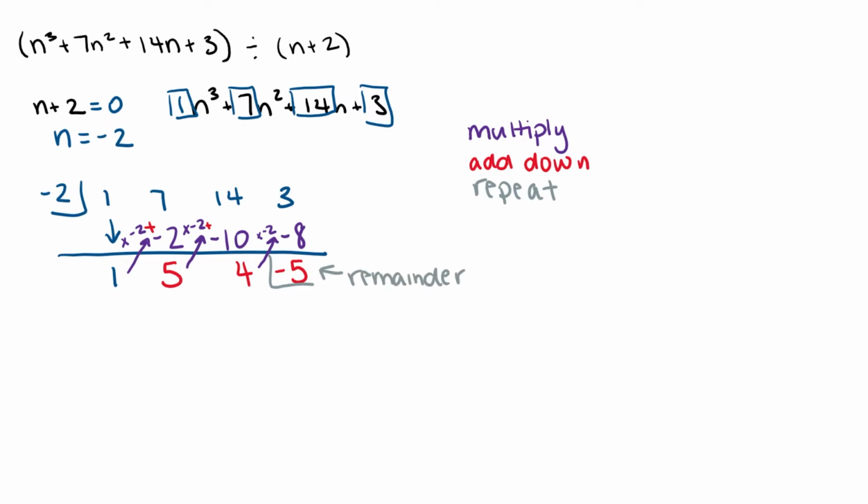The degree of our original polynomial was 3, so that means we're going to start with 2 as our degree for each of our terms. We get n squared, n to the first, and n to the 0. And our final answer becomes n squared plus 5n plus 4 minus 5 over n plus 2.